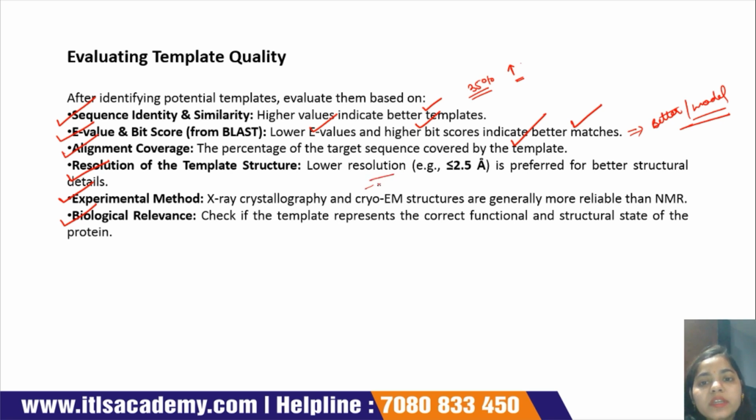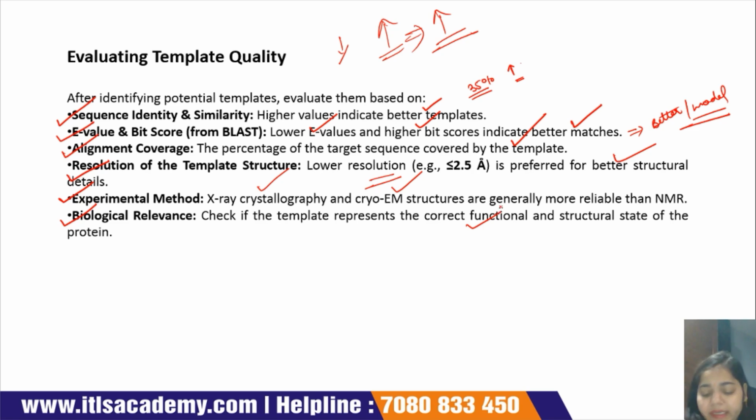Next, a lower resolution value is preferred, giving better structural detail. Whenever the resolution is better, we get better structural information and can easily design a better model of our unknown target protein. Next, experimental method. X-ray crystallography and cryo-EM structure methods are generally more reliable than NMR. Next, biological relevance. Check if the template represents the correct functional and structural state of the protein.